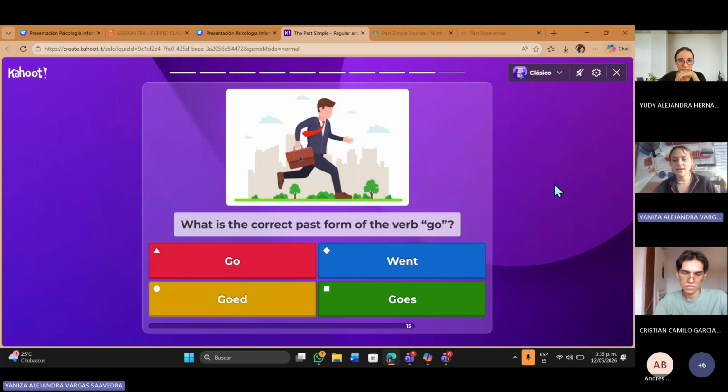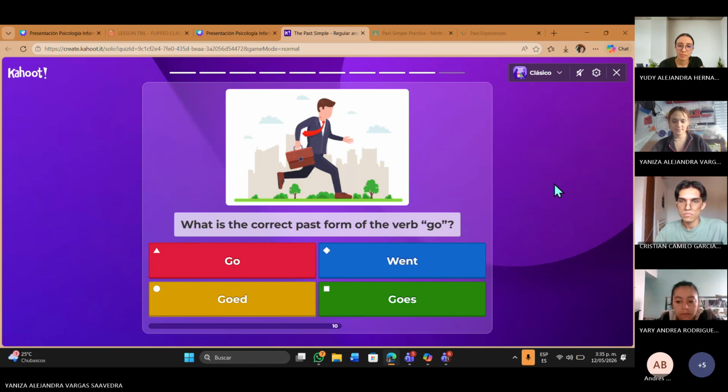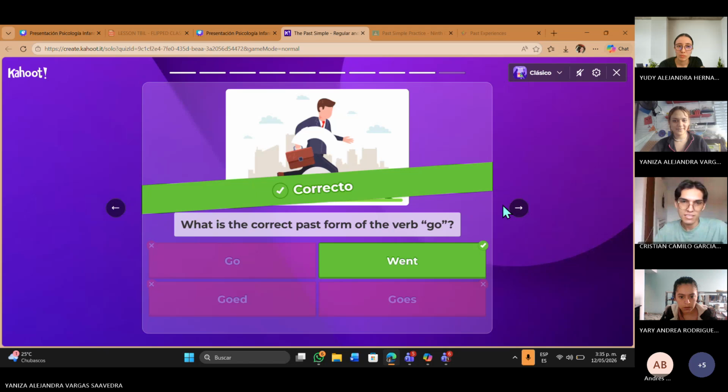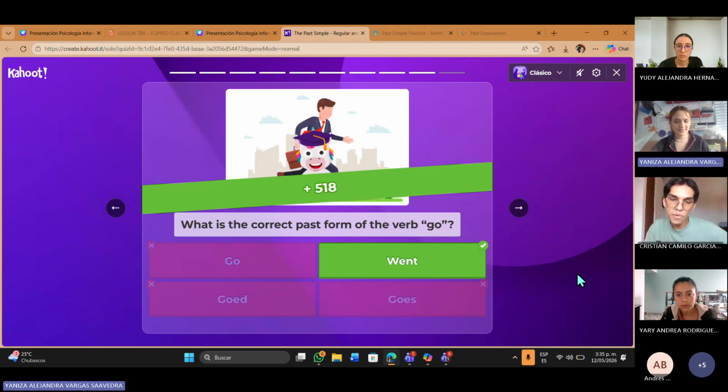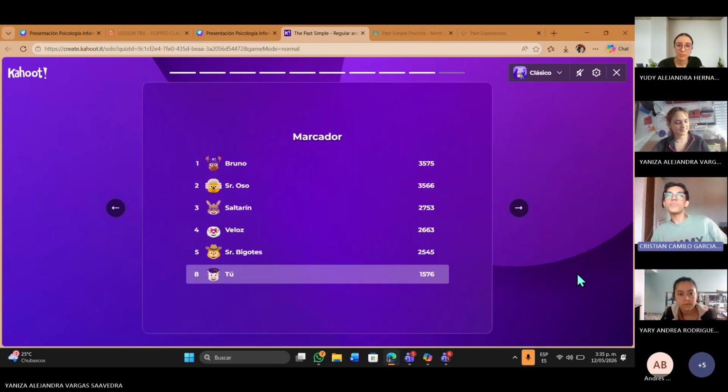What is the correct past form of the verb go? The color. Remember that it changed. People say blue, blue. Okay, very good. Perfect. But remember that when we talk about past simple, the verb changes completely. In this case, go is an irregular verb, so it's going to be went. When we talk about past simple.